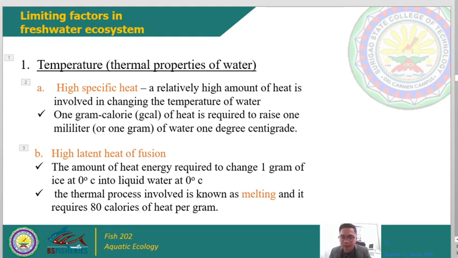Second property is the latent heat of fusion. The amount of heat energy required to change 1 gram of ice at 0 degrees Celsius into liquid water at 0 degrees Celsius, no? Even though the temperature does not change, the water changes phase because of this property, no? The temperature does not change but the phase changes from ice to water. Okay? So the thermal process involved is known as melting, and it requires 80 calories of heat per gram. So basically it does not change the temperature but changes the phase of the matter or the water itself.